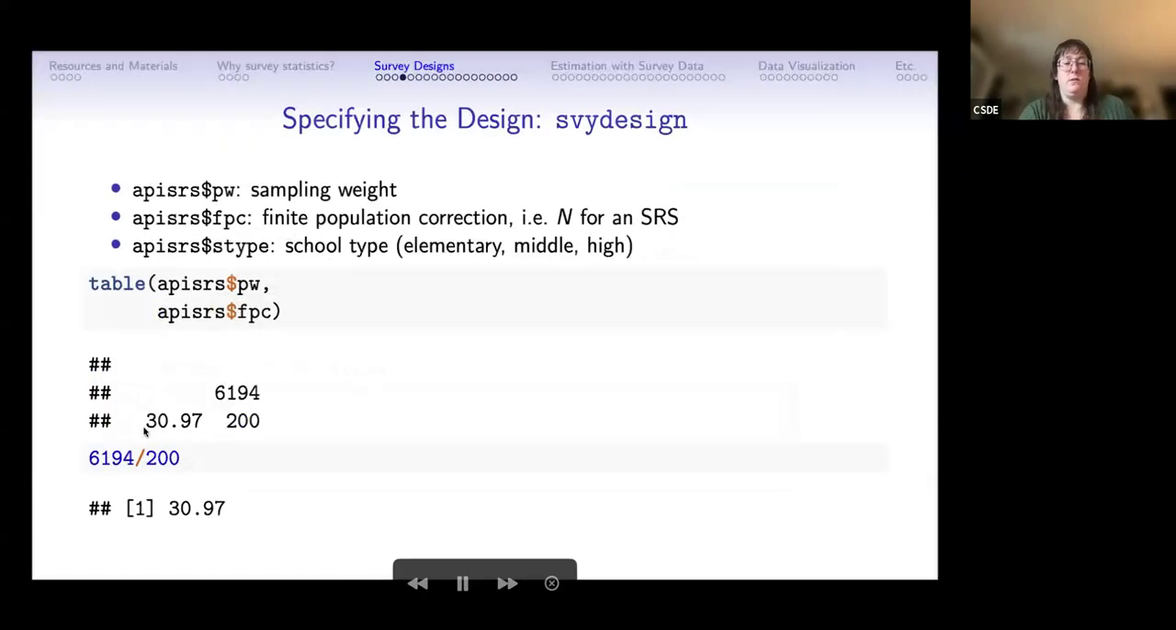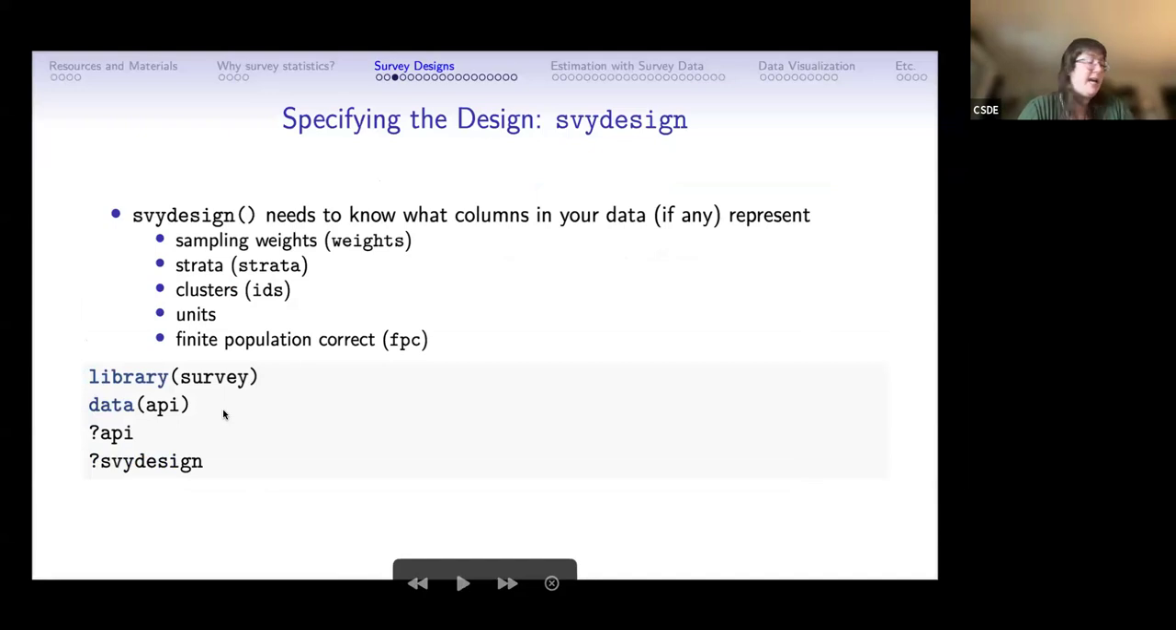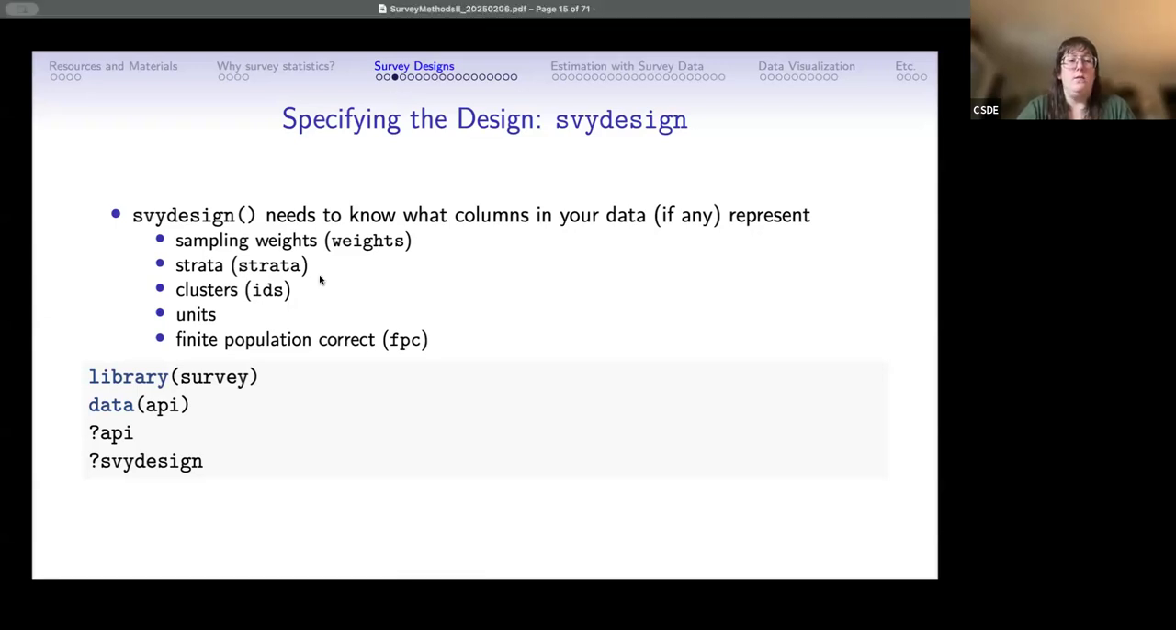If you run this data(api) line, you're going to load a data set on academic performance of schools in California. I think the years are like 1999 and 2000. We can check in a minute. If you run this question mark api line, you'll find the documentation for this data set, which will describe a bunch of things about it. We'll look at that in a second. And then we're about to use this svydesign function. So I'm going to stop my screen share real quick and share my R screen so we can look at that documentation together.